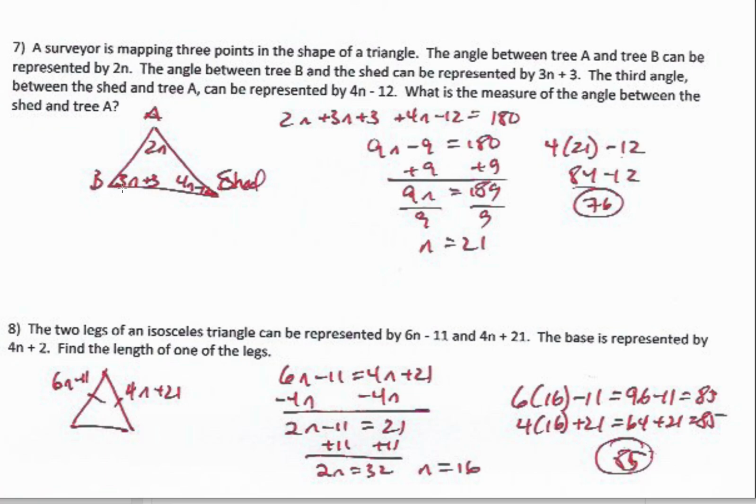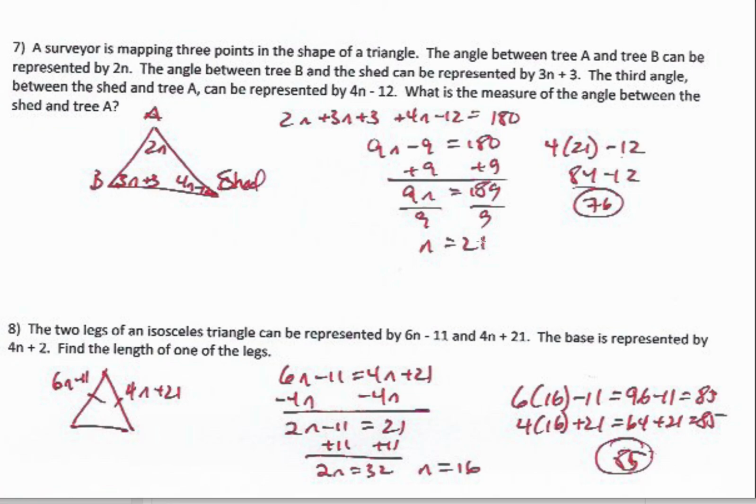This is 2n, this is 3n plus 3, and this is 4n minus 12. Adding them all up, 2n and 3n is 5n, and 4n makes 9n. 3 and negative 12 makes negative 9, and the 3 angles of a triangle always add up to 180. Adding 9 to both sides, 9n is 189. Dividing by 9, n is 21.